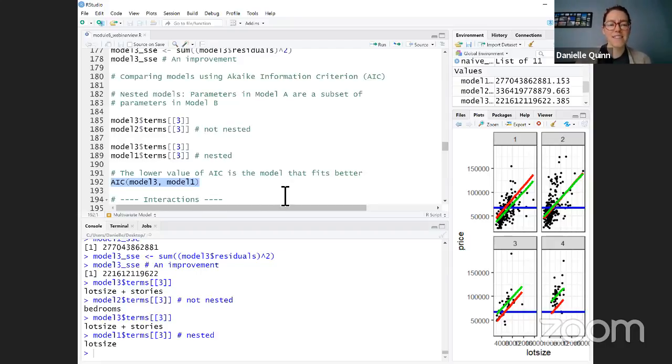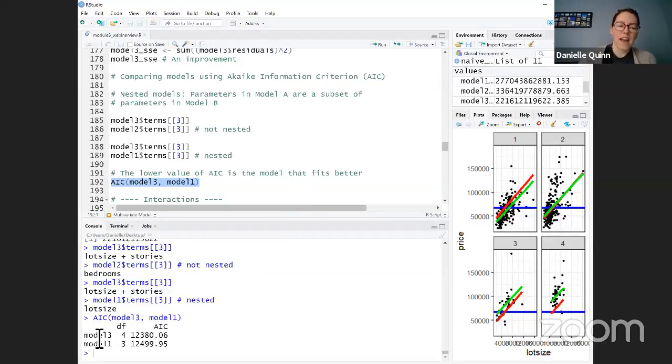So we have established model 3 and model 1 are nested. We can use the AIC function to compare those two models. And what we can do with this resulting information is look at those AIC values and determine that the lower value of AIC is the model that fits relatively better. So there's a general rule of thumb that the AIC value has to be at least 3 different.